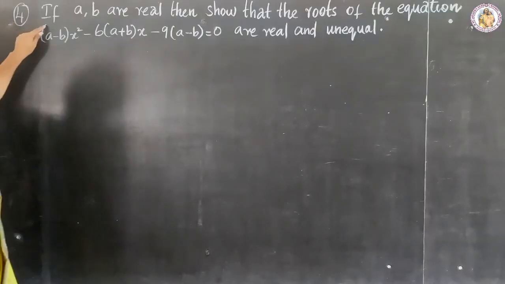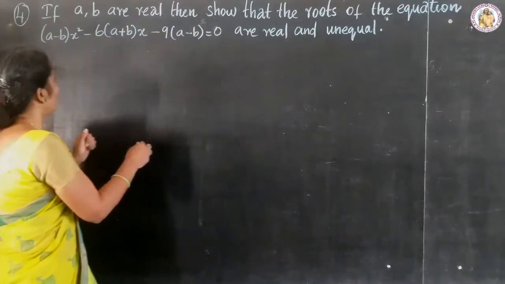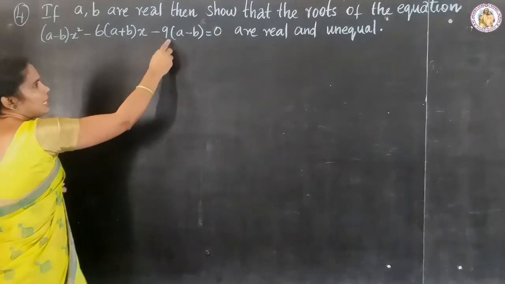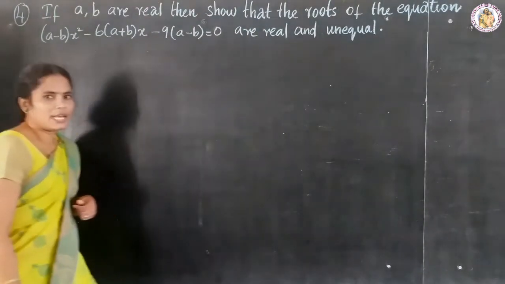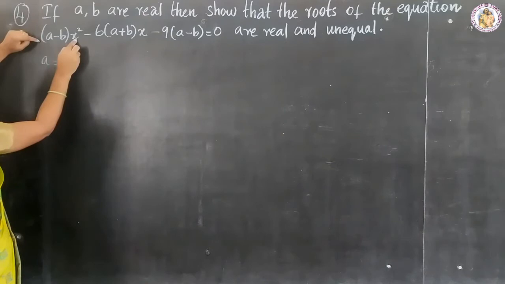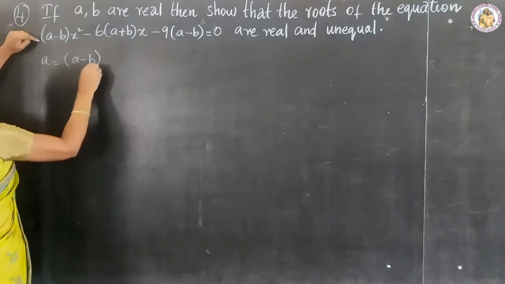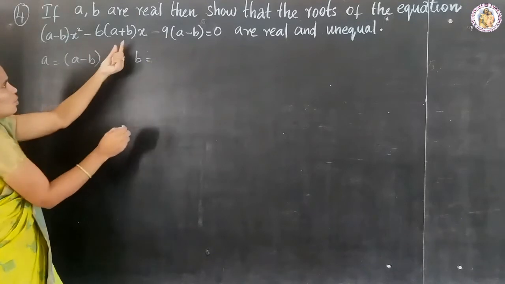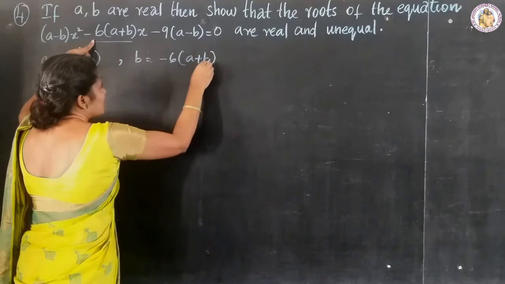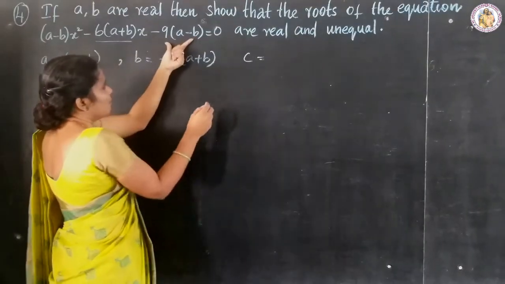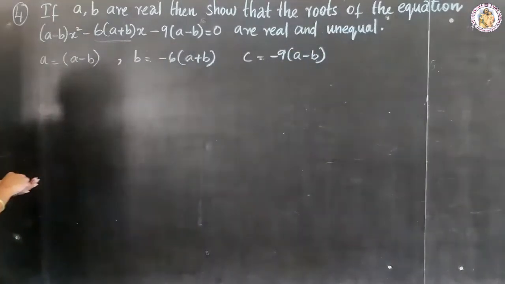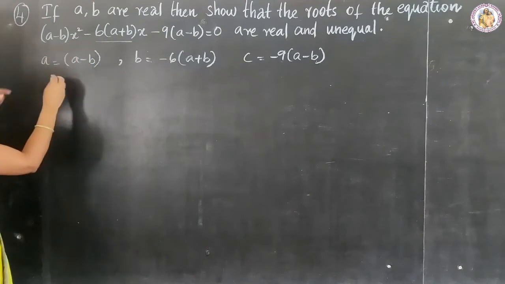Question number 4. If a, b are real, then show that the roots of equation (a minus b)x square minus 6(a plus b)x minus 9(a minus b) is equal to 0 are real and unequal. So now take A is equal to the coefficient of x square, that is (a minus b), and B is equal to the coefficient of x, so minus 6 within bracket (a plus b), and C is equal to minus 9 (a minus b). Okay, now hence it is given as real.